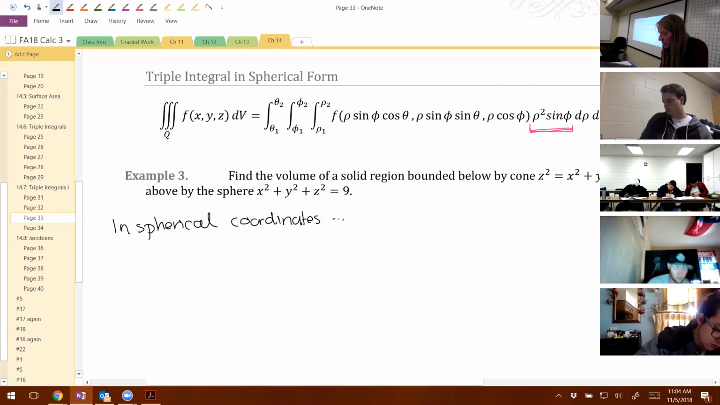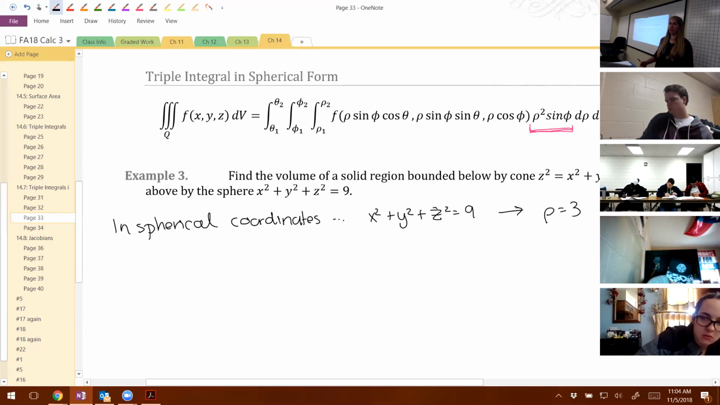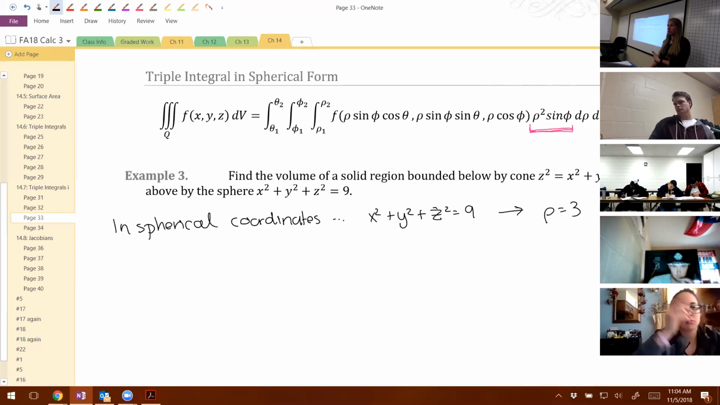So in spherical coordinates, the easy thing about the sphere is if we look back to the formulas up above, x squared plus y squared plus z squared equals rho squared. And so we know rho in this problem is just 3. We have a sphere with a radius of 3. And this is why spherical coordinates work out nicely. Rho equals 3 is a much easier equation to work with than x squared plus y squared plus z squared equals 9. Okay. Now going from that cone to spherical coordinates isn't quite as easy there, but we're going to need to do it in just a minute, so we'll get to that then.